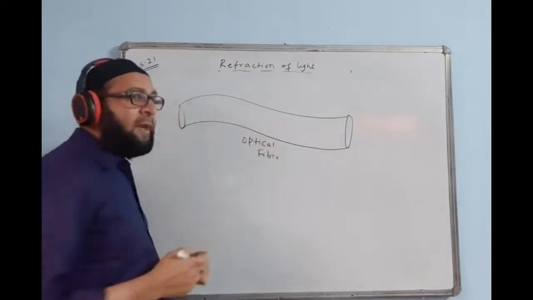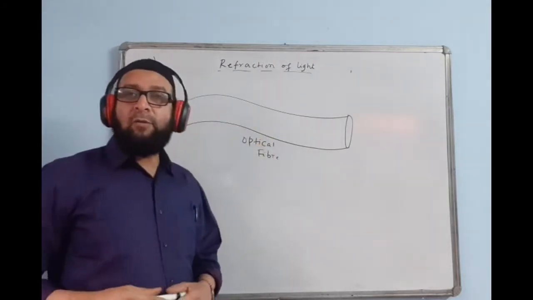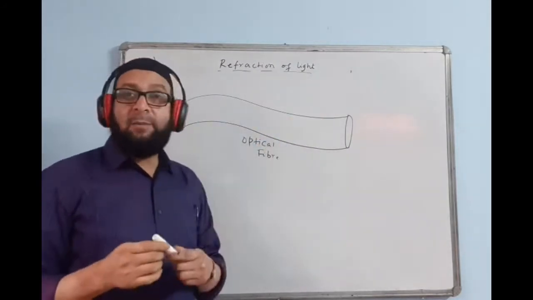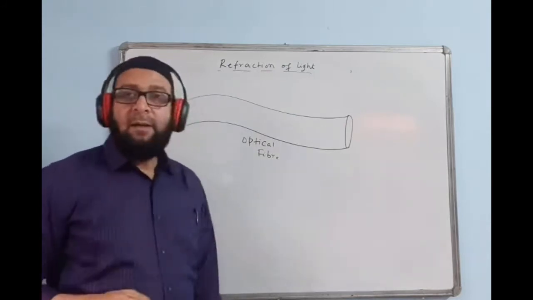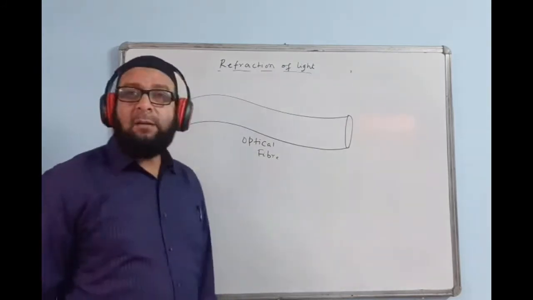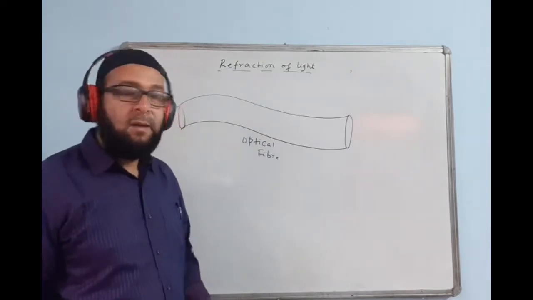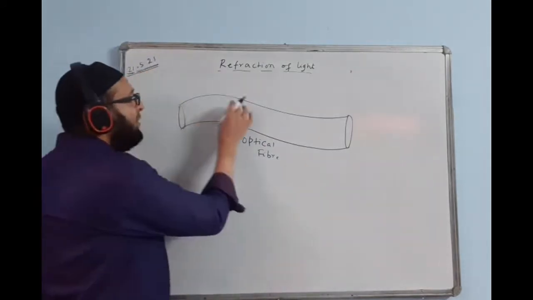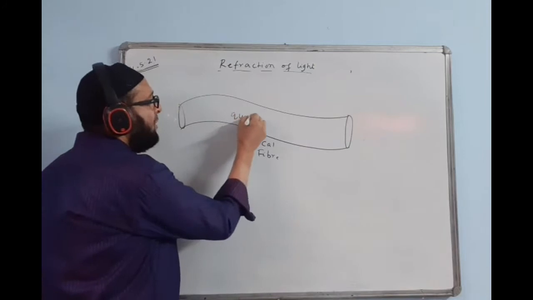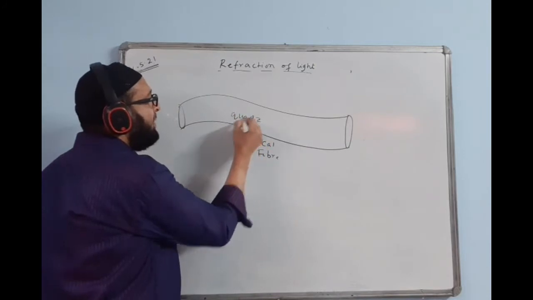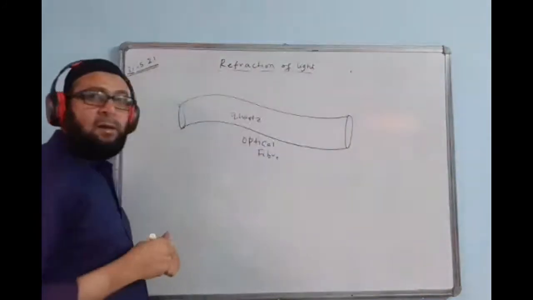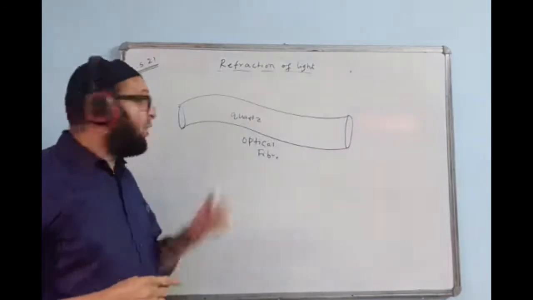In this kind of cable there is no copper wire. In an electrical cable we have a copper wire inside. But this kind of cable does not contain any metal. Rather, it contains quartz inside. Quartz is a kind of material like glass, transparent. Quartz will be there inside.